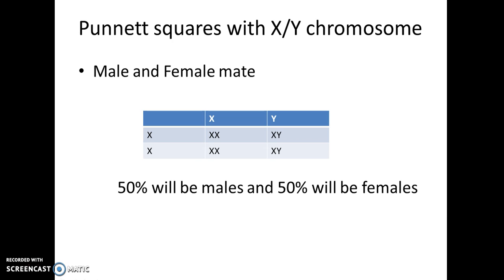Who determines the gender of the child? The male does. Who did King Henry VIII kill when he couldn't have a male heir? His wife. That doesn't make sense.